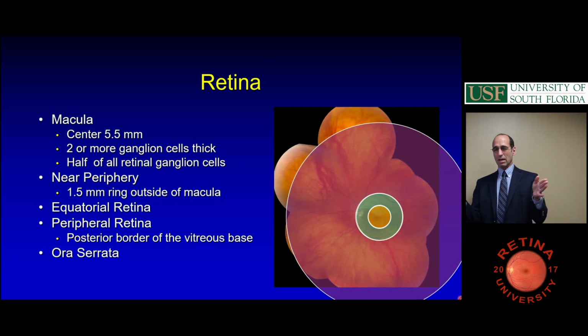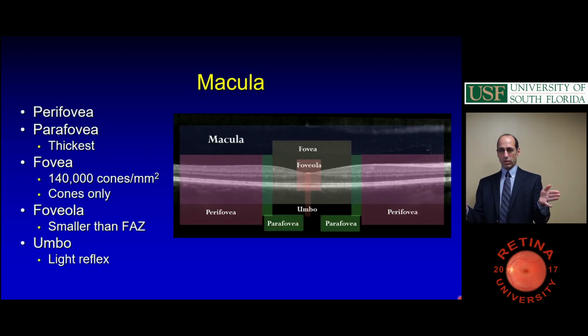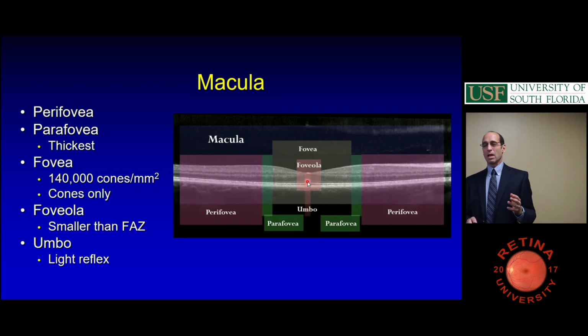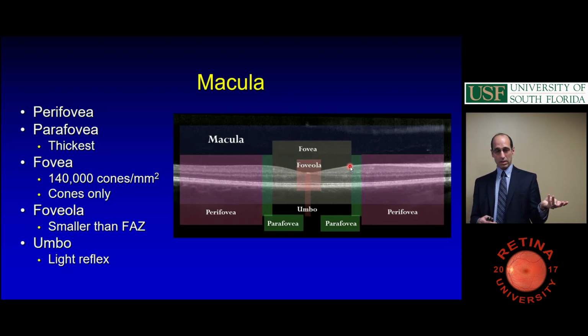And then the macula anatomy is what you can see on the OCT scan or in histopathological scans. Going from the bottom to the top is easier for me. The umbo is the very small spot where the light reflex is. When you look, it's tiny. And then the foveola is smaller than the foveolar avascular zone. It's just a little part in the middle. And then the fovea is where it starts to smooth in, where it starts to dip. And the fovea has only cones. Interesting to know is the fovea has 140,000 cones per millimeter squared.